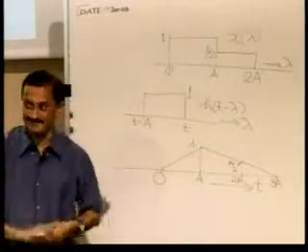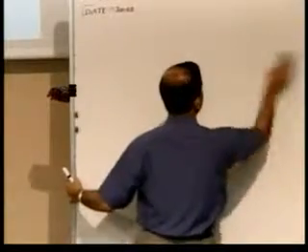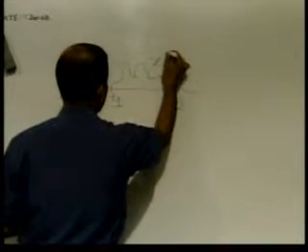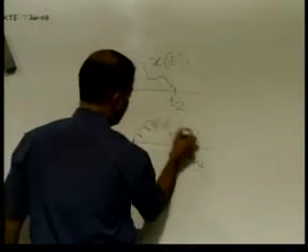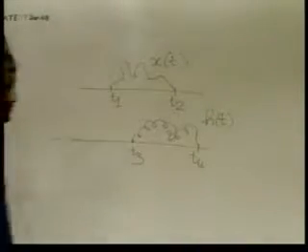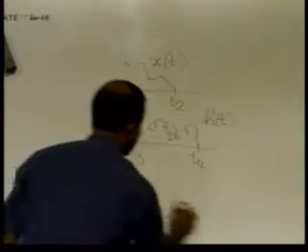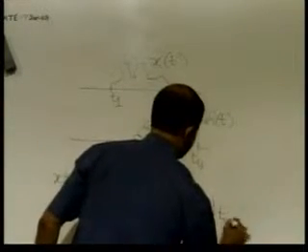In fact, we can go a step further. We can show that if one of the functions, x of t, begins at t1 and ends at t2, whatever it might be, we don't care, just draw some arbitrary function, and the other one begins at t3 and ends at t4, then x convolved with h begins at t1 plus t3 and ends at t2 plus t4. So whatever it is, right?